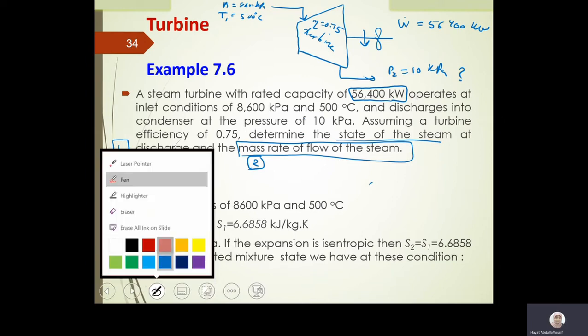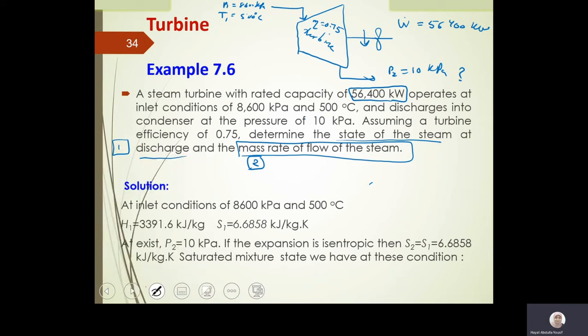And what is the mass flow rate of the steam? Now, remember one very important thing. At the inlet, since I have two properties, T1 and P1, I can fully define the system. I have no problem. It is a steam, and I have the steam table. I can get the properties, and that has already been covered in chapter 6.